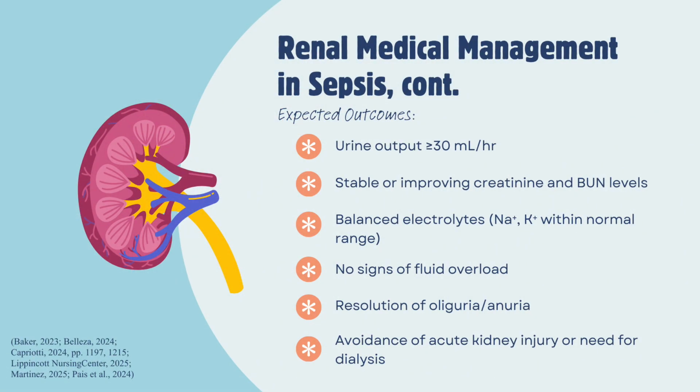Expected outcomes of renal medical management in sepsis include maintaining urine output at or above 30 milliliters per hour, indicating adequate kidney perfusion and function. Additional expected outcomes include stable or improving creatinine and blood urea nitrogen levels, as well as balanced electrolytes such as sodium and potassium within normal ranges. Clinically, patients should show no signs of fluid overload, resolution of oliguria or anuria, and ideally avoidance of acute kidney injury progression or the need for renal replacement therapy such as dialysis.